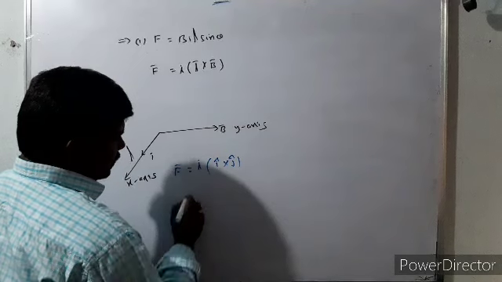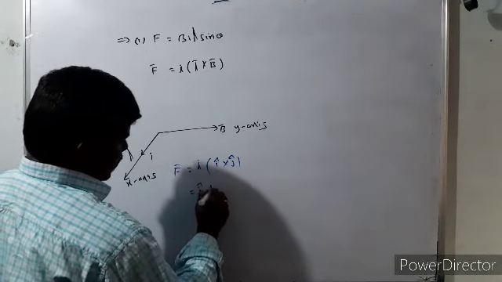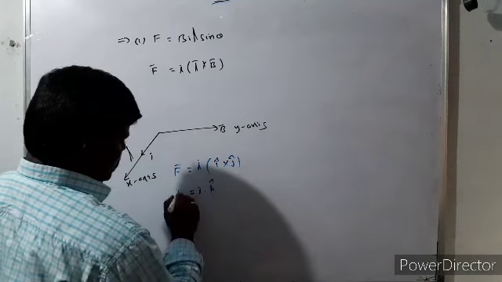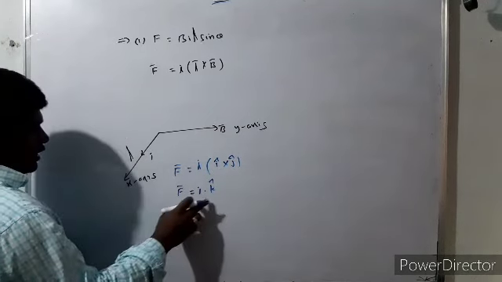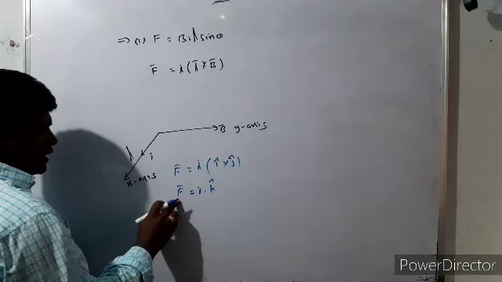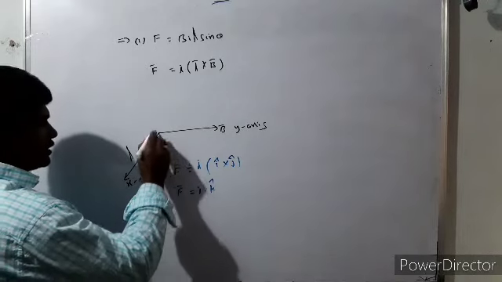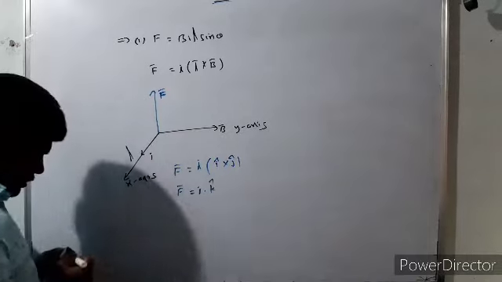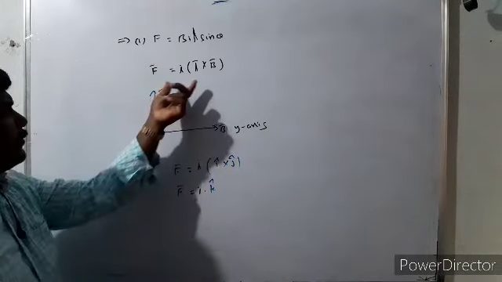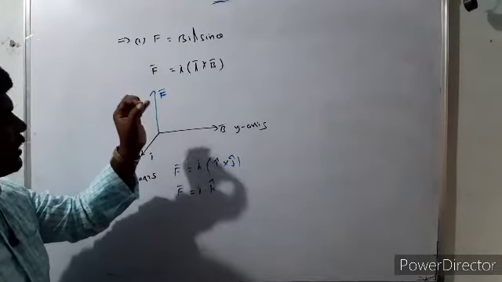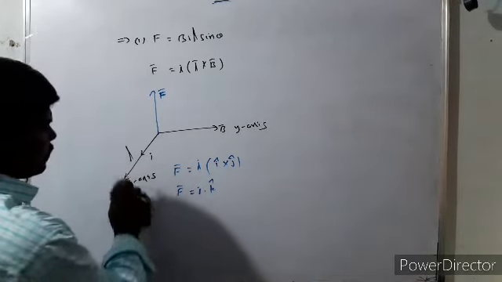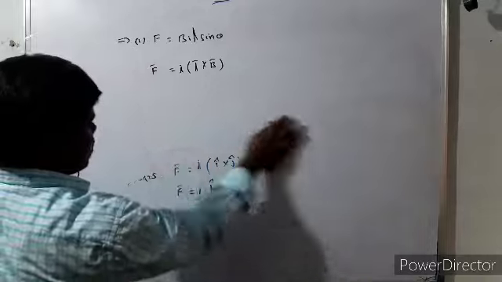i cap cross j cap gives k cap, so we get current into k cap. Here the force is directly along the z axis. The direction of the force is along the z axis. Finally, from this we can say the force acting on a conductor is perpendicular to the plane containing both the length of the conductor and the magnetic field.